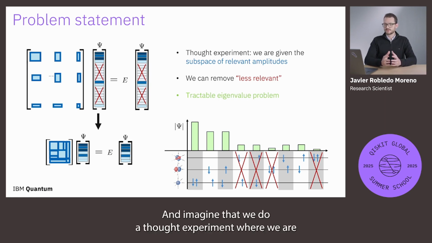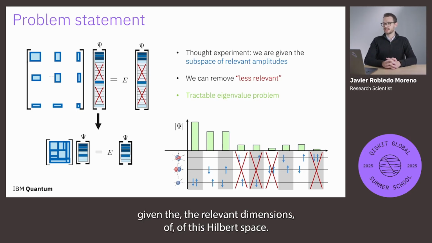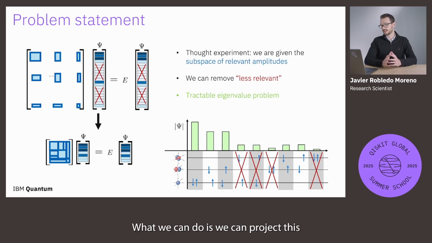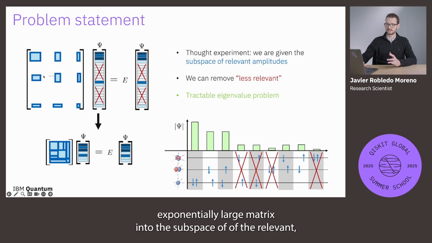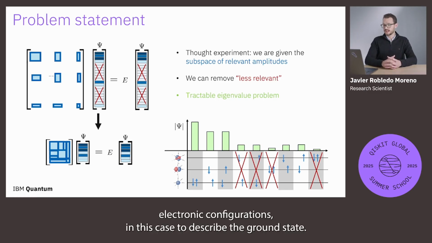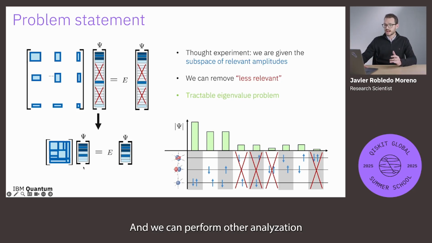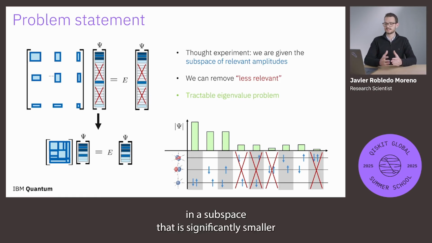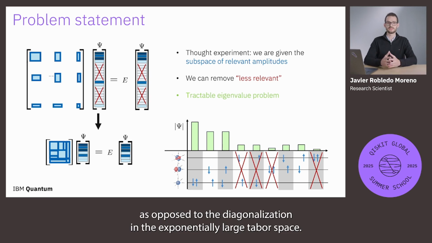And imagine that we do a thought experiment where we are given the relevant dimensions of this Hilbert space. What we can do is project this exponentially large matrix into the subspace of the relevant electronic configurations, in this case to describe the ground state, and we can perform a diagonalization in a subspace that is significantly smaller and therefore is a tractable diagonalization problem, as opposed to the diagonalization in the exponentially large Hilbert space.